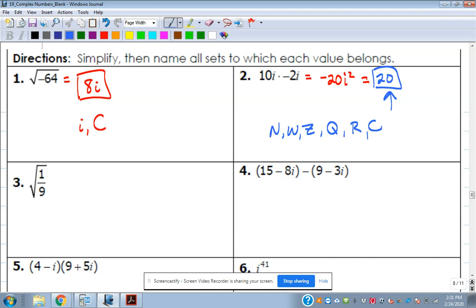All right, let's simplify the square root of 1/9. Oh, dear. Remember we split that apart? What's the square root of 1? What's the square root of 9? All right, it simplifies to be 1/3. What kind of number is that?